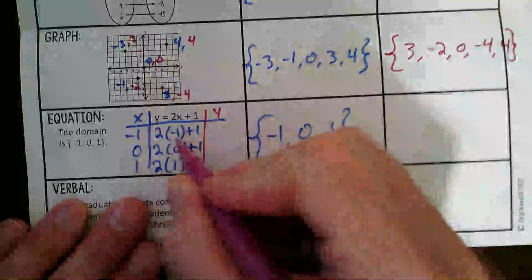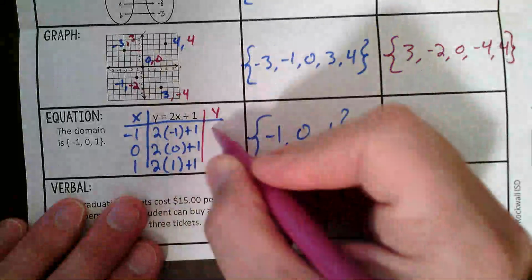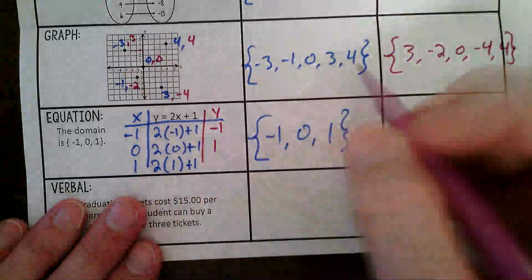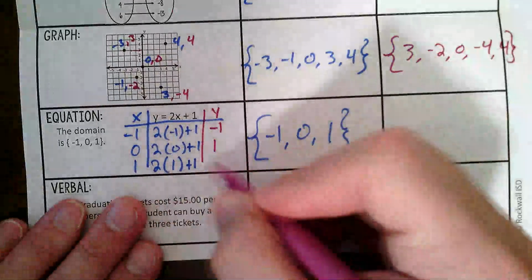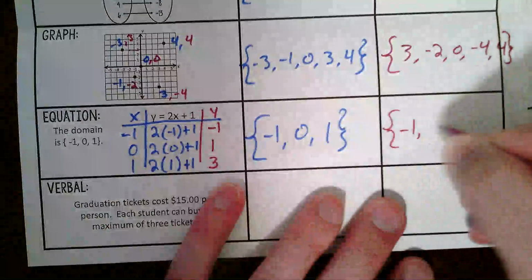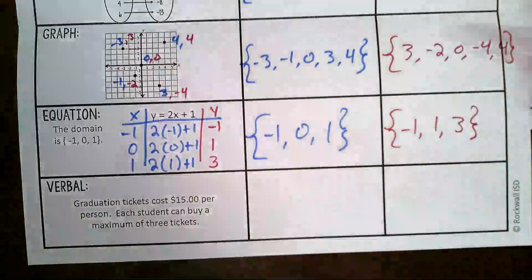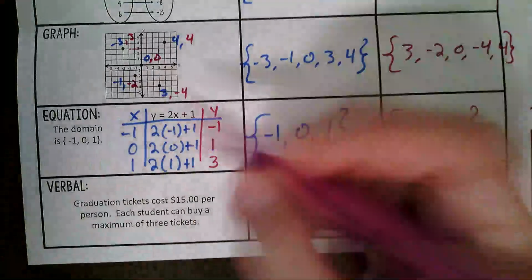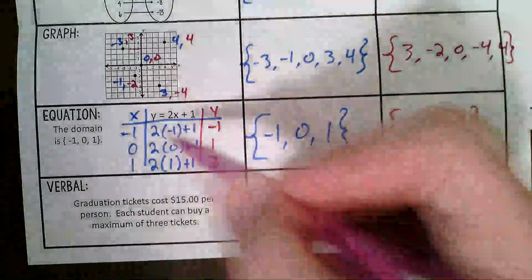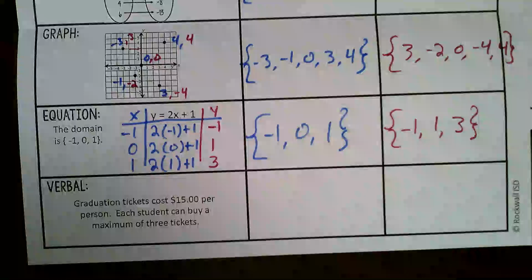Then I complete the function in order to figure out my output. -1 times 2, that's -2, plus 1, that's -1. 2 times 0 is 0, plus 1 is 1. 2 times 1 is 2, plus 1 is 3. So my range is -1, 1, 3. The other way that we could have figured this out is using Desmos, plugging the equation into Desmos and building a table off of that, which I showed in class. I don't have the ability to show it here, but it's something we'll go over.